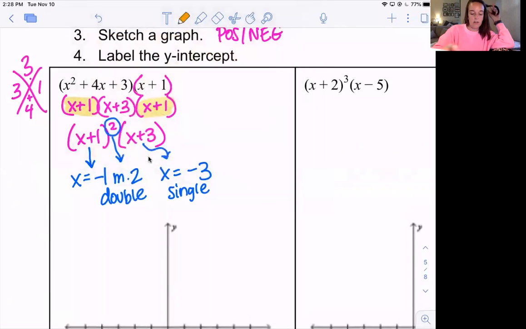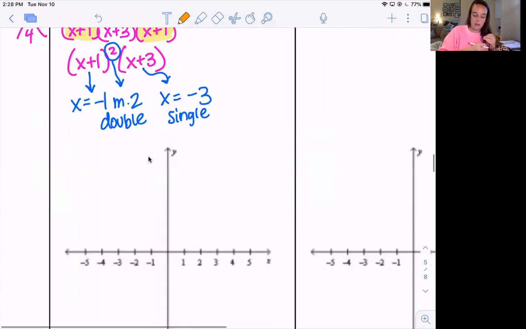So our third step is to sketch a graph. So I'm going to go to my graph and I'm going to say, okay, there is a double root at -1. Sometimes when I'm graphing, I put an X right here to show that there is a double.